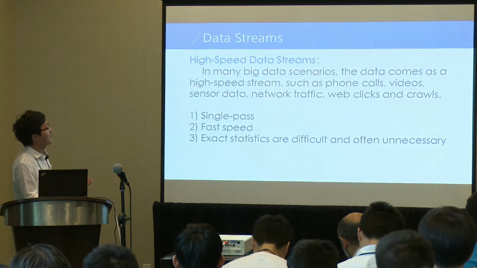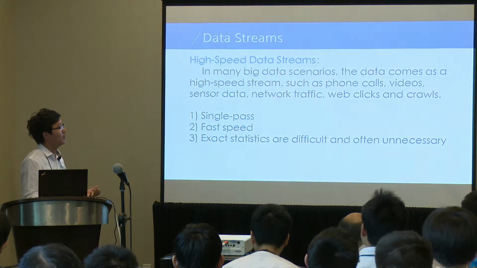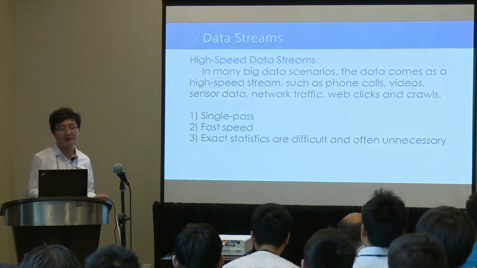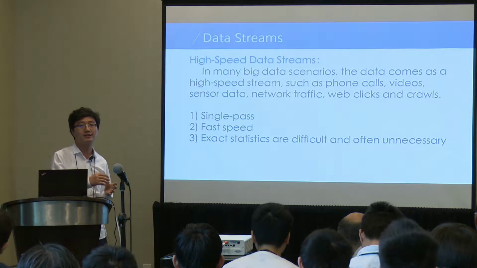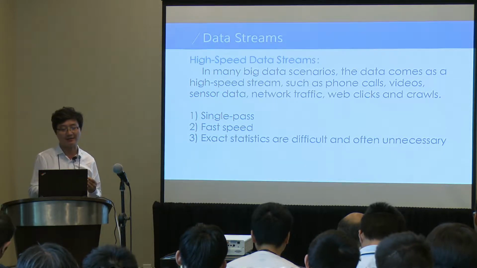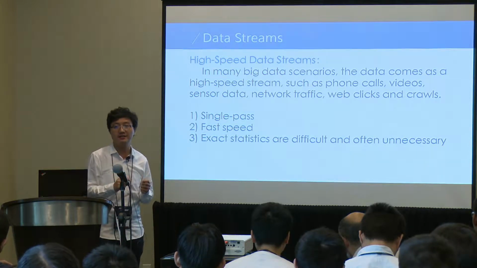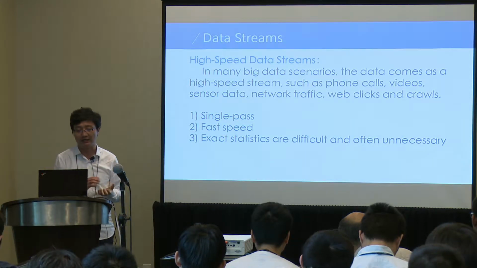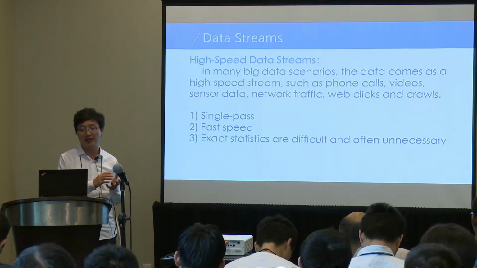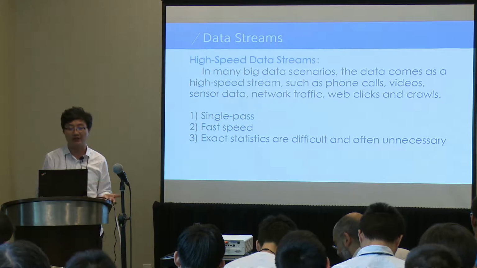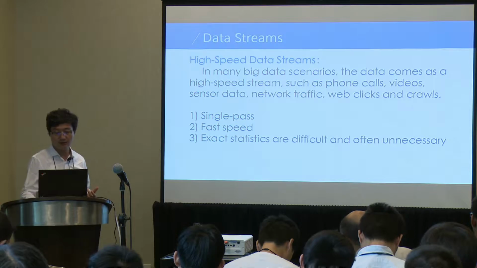the data comes as high-speed streams, such as phone calls, videos, sensor data, network traffic, web links, and clouds. For the high-speed data streams, you can observe it only once, so you need to process in one pass. And second, the speed is very high, and you need to record each element information. And third, because the stream speed is very fast, it is often difficult and often unnecessary to achieve exact statistics.